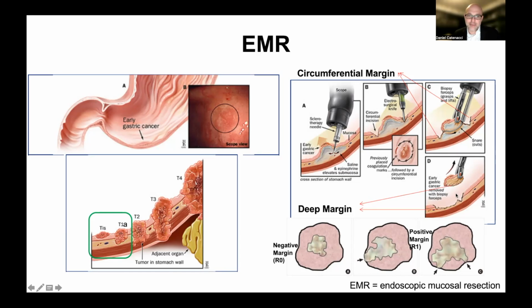And because, as I mentioned in the previous slide, the risk of having microscopic spread to regional lymph nodes when the cancer is so superficial is exceedingly low, it has been shown that this is sufficient to remove and eradicate the cancer without doing a more aggressive radical surgery, removing the whole stomach and regional lymph nodes.